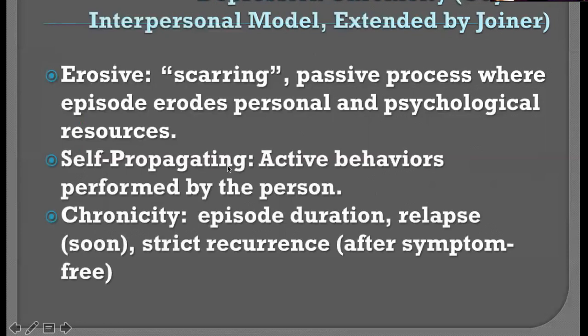Self-propagating processes are active behaviors performed by the person to maintain depression, and erosive processes are more scarring or passive, where depression erodes resources. Both of these things contribute to depression chronicity, so longer episode duration, more probability of relapse soon, and recurrence. All right, so it's a fun model.